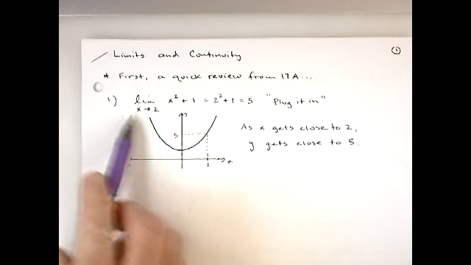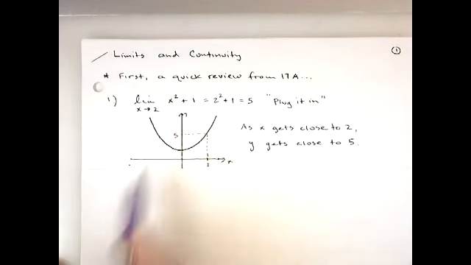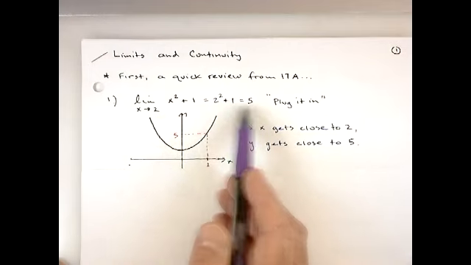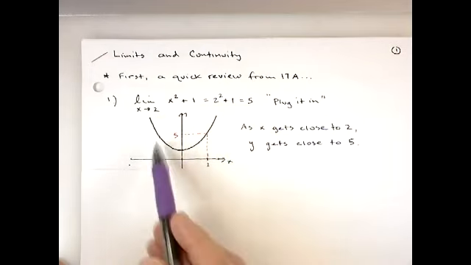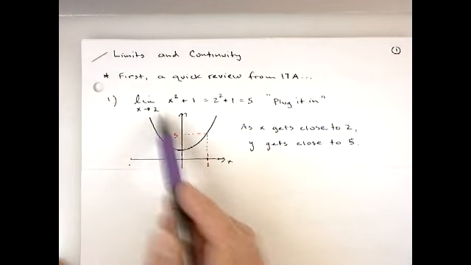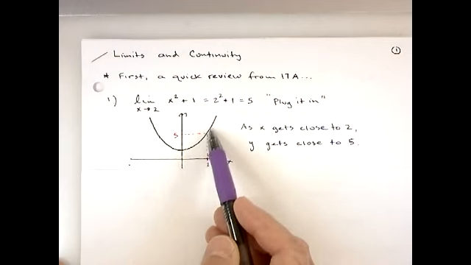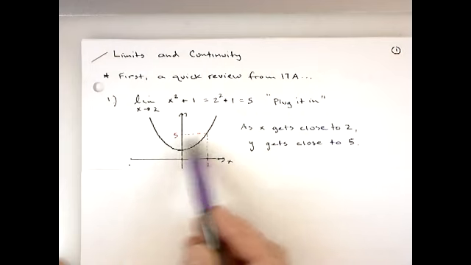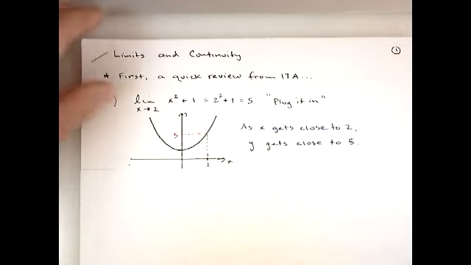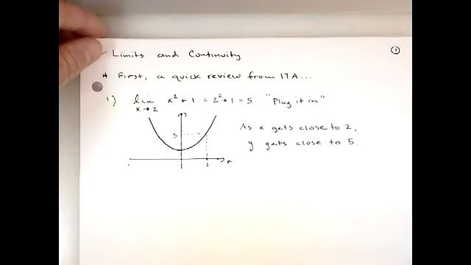If you're doing the limit as x approaches 2 for x squared plus 1, just plug the number in, right? You plug in, you get 5. And what that says, that graph is a parabola. And remember what that says, as x gets close to 2 from either side, your y value is just getting closer to 5. So your first rule of limits is to just plug the number in.